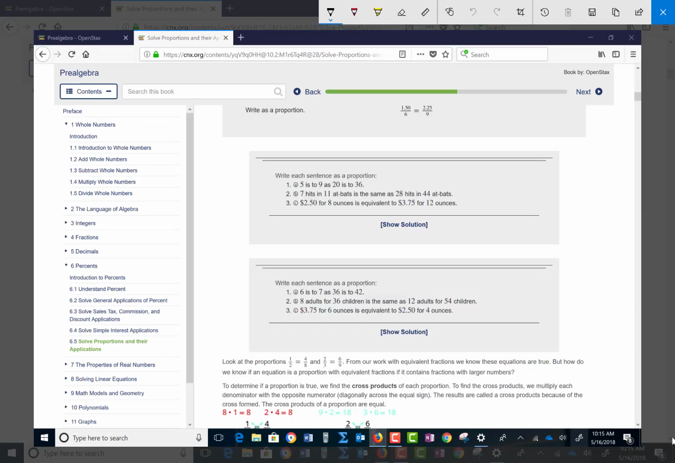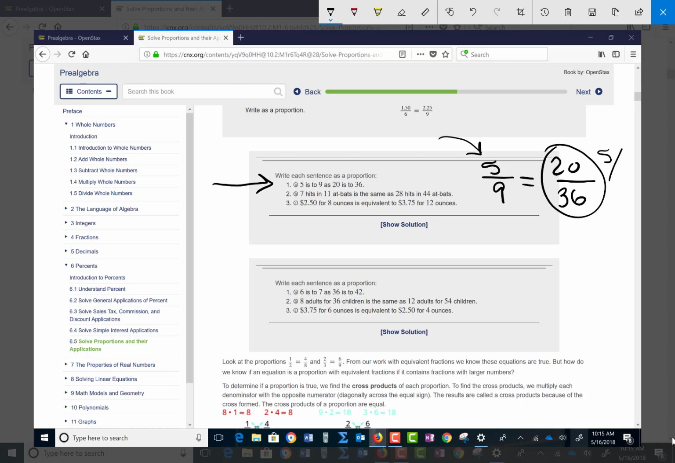So let's try another one and make sure we understand it. It says, write each sentence as a proportion. 5 is to 9 as 20 is to 36. So it's that easy. You don't need to reduce each side of the fraction because all we're doing is writing the two fractions as equal to each other. So if I were to reduce this fraction, I would actually get 5/9 anyway. So you just want to make sure that you're writing them with the equal sign between them.